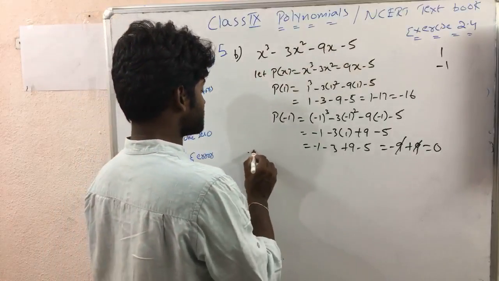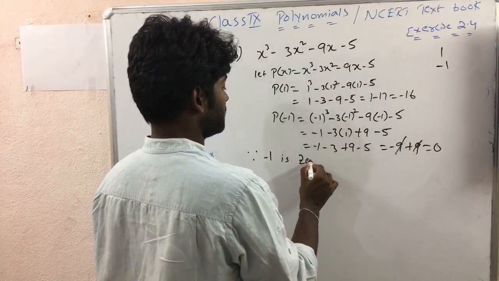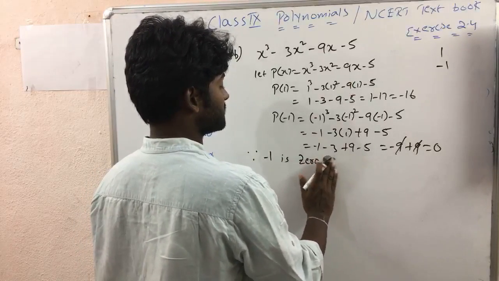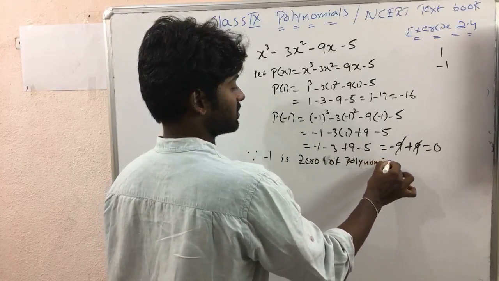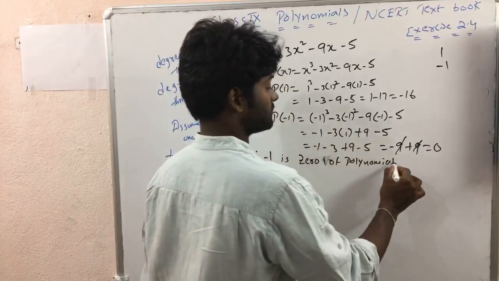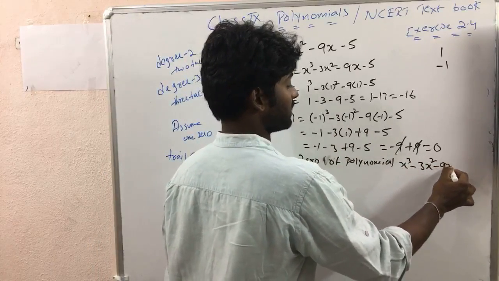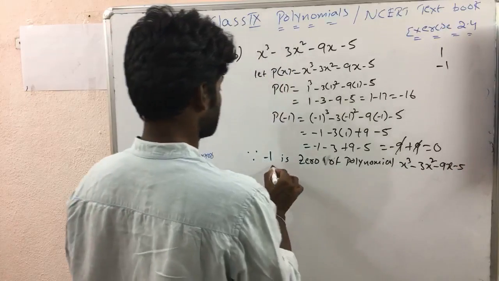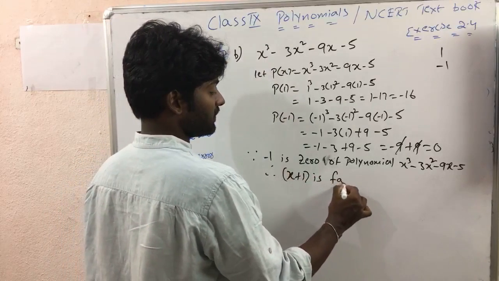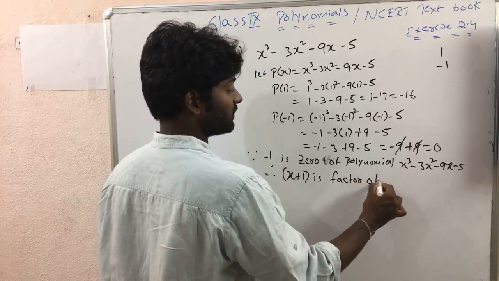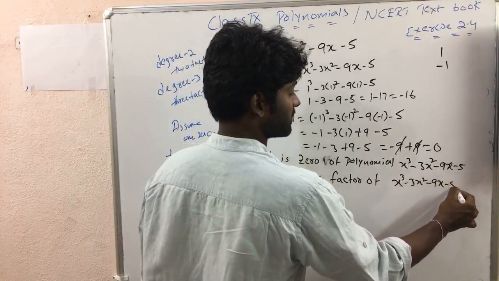Therefore, since minus 1 is the 0 of the polynomial x cube minus 3x square minus 9x minus 5, x plus 1 is a factor of x cube minus 3x square minus 9x minus 5.